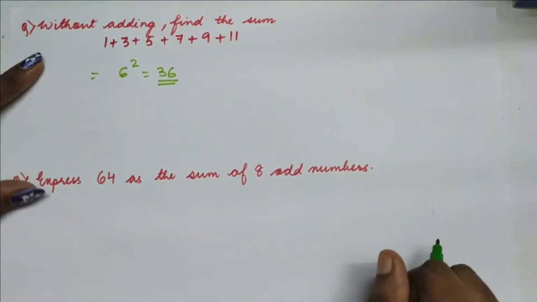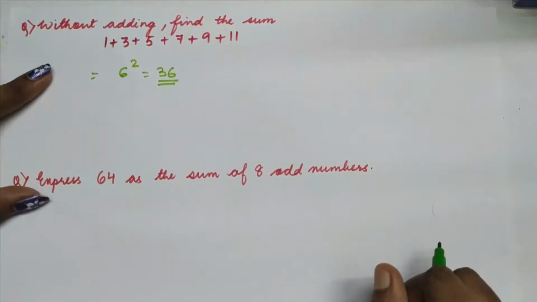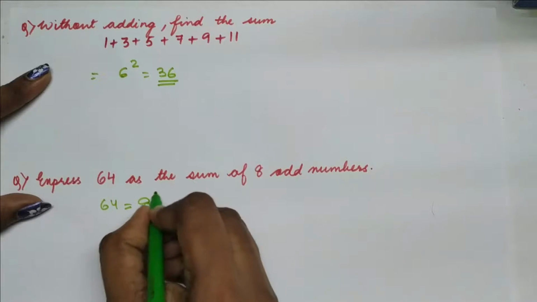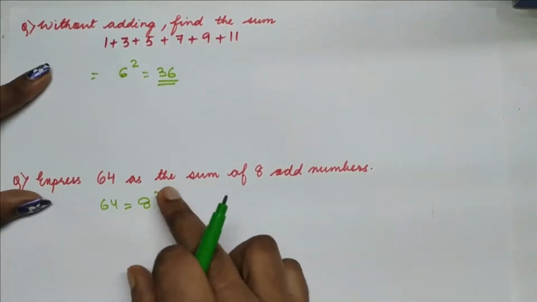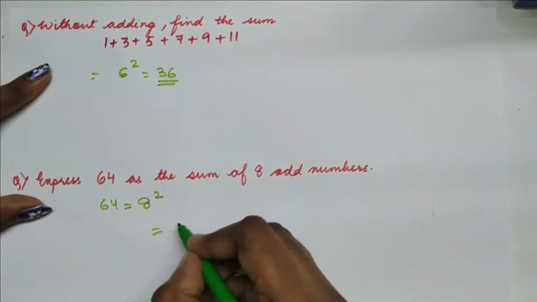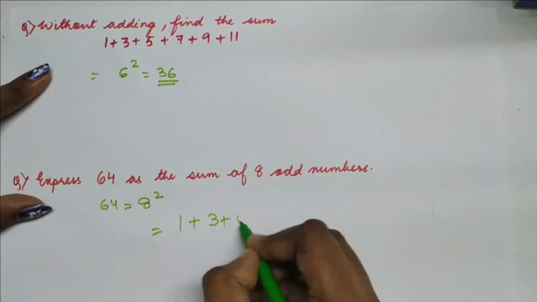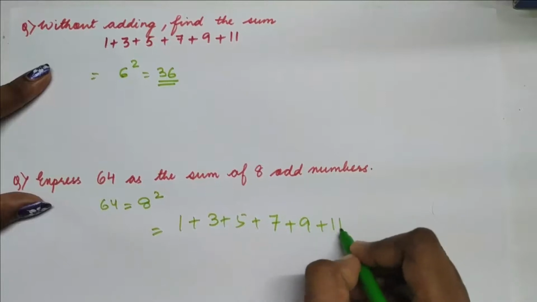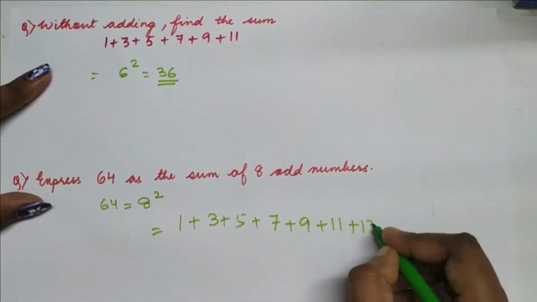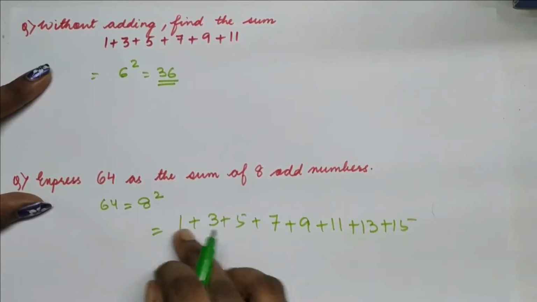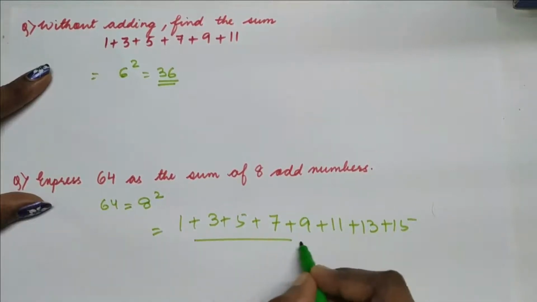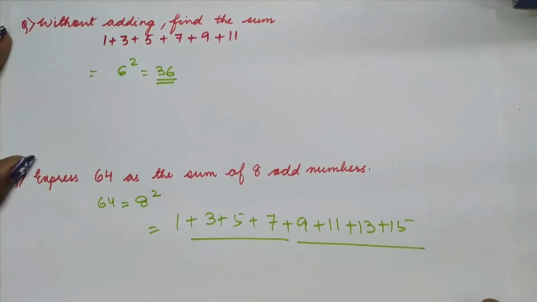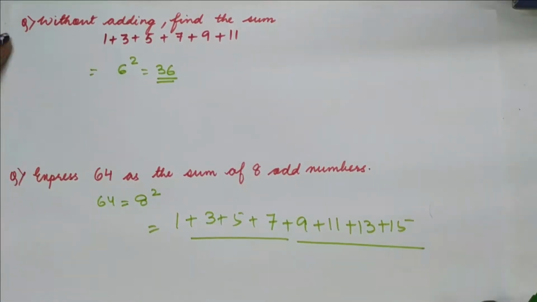Similarly, express 64 as the sum of 8 odd numbers. Now 64 is the square of which number? 8 square. So we have to represent it as the sum of 8 odd numbers. So we do it 1 plus 3 plus 5 plus 7. 4 numbers gone. 9 plus 11 plus 13 plus 15. So it becomes the sum of 8 odd numbers to give me 64. Without calculation, we are able to get these answers.